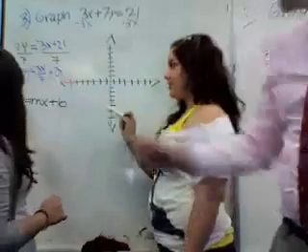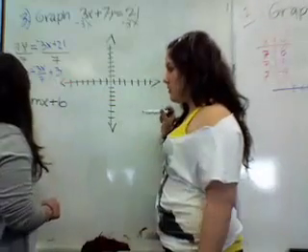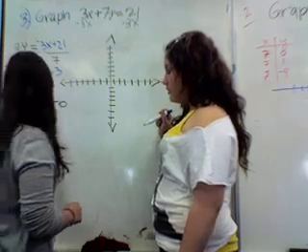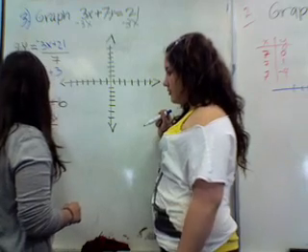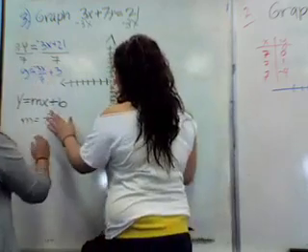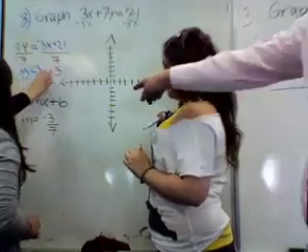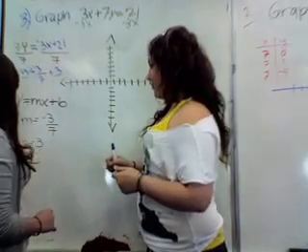Write m equals negative 3/7. M equals negative 3/7. It doesn't equal negative 3/7 x. It just equals minus 3 over 7. Minus 3 over 7, not x. Good. And b equals 3.